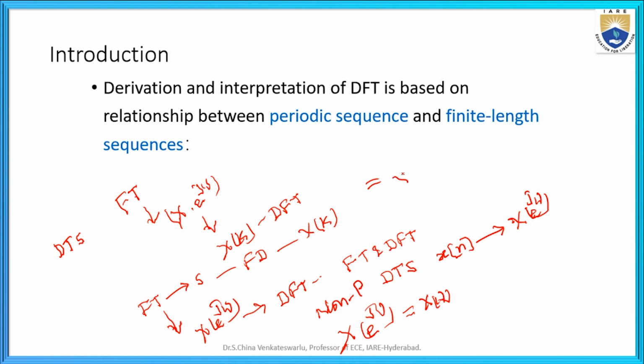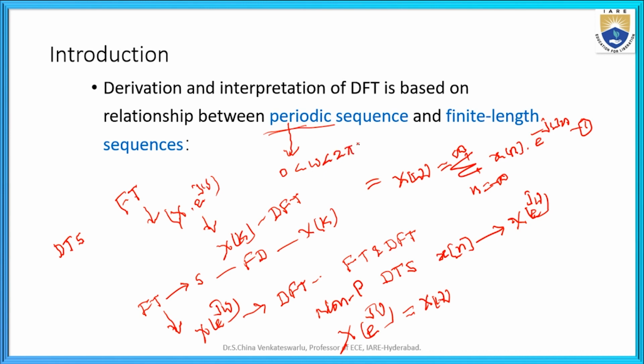X of omega is equal to the summation, where n is equal to minus infinity to plus infinity, of x of n into the twiddle factor e power minus j omega n. This is equation 1. With reference to this equation, observe the fundamental periodic range. If you are considering a periodic sequence, you have to follow the fundamental frequency range, which is 0 less than omega less than 2 pi.